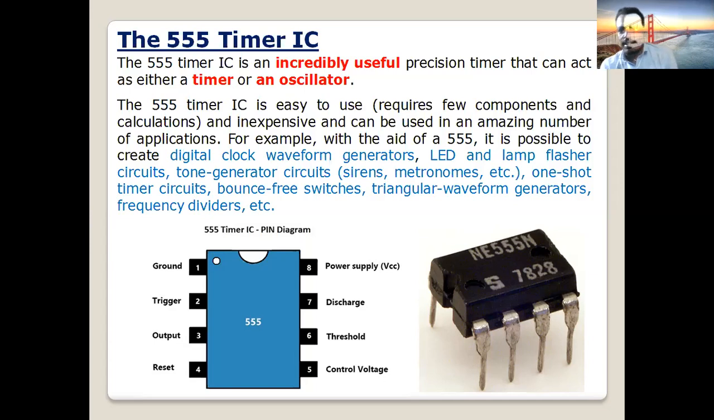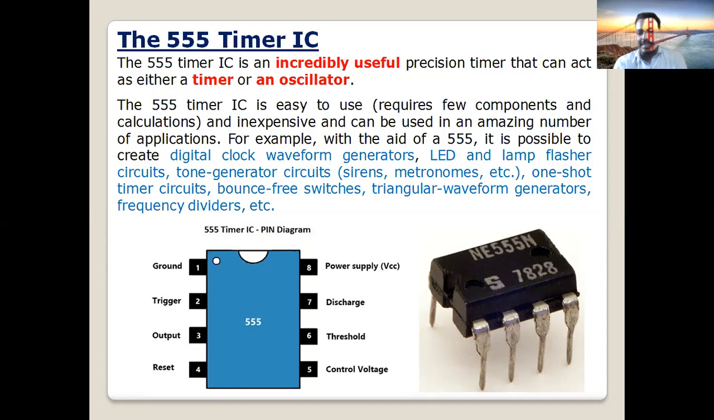Why is this device so important? Because it is applicable for so many areas, thousands of applications. We can use this device from small applications like children's toys and kitchen appliances, up to the most sophisticated engineering systems, like spacecraft. So it's a very important device, the 555 timer.